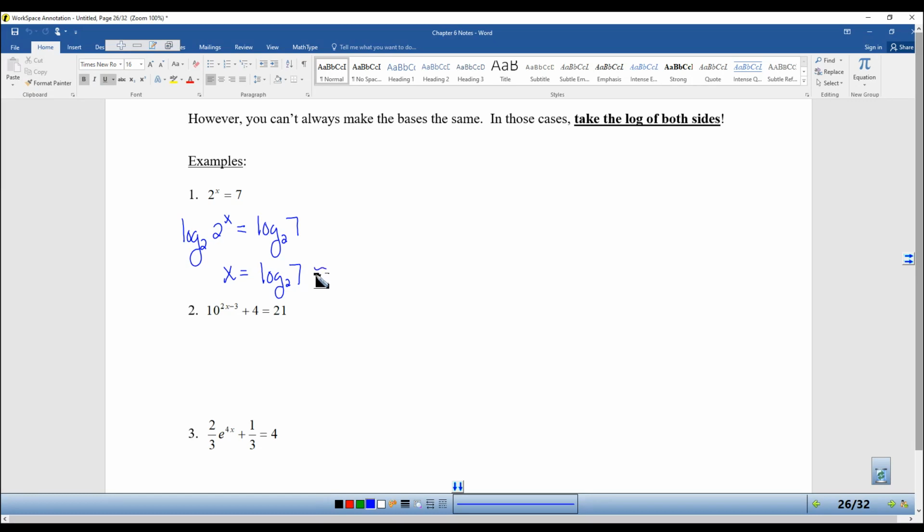You can estimate that by plugging it into your calculator, and you'll get 2.807. But I will say that when you go to check this, if you're taking a test or something, if you plug 2.807 into here, it won't come out to be exactly 7 because this is an estimate.